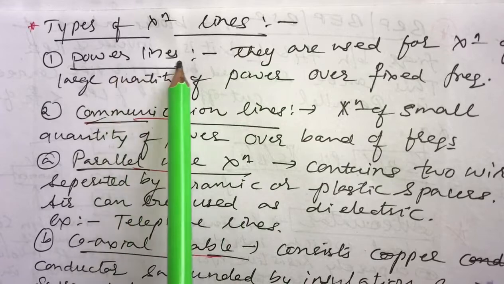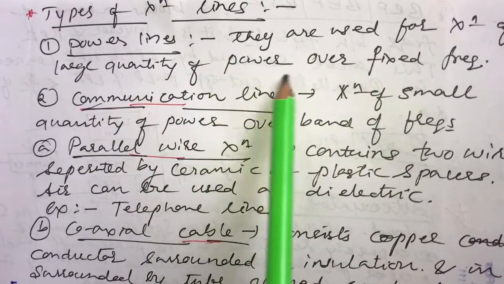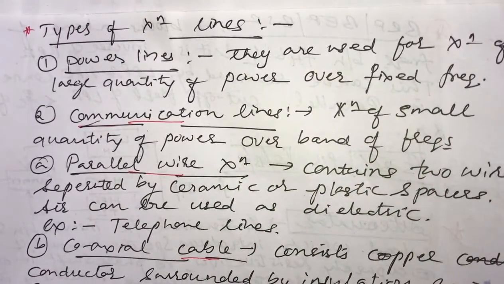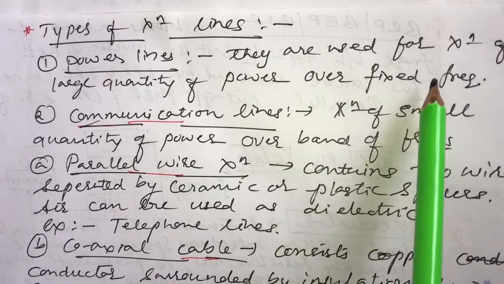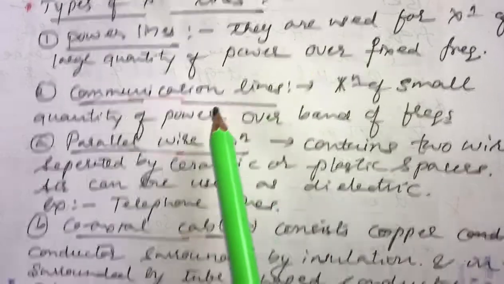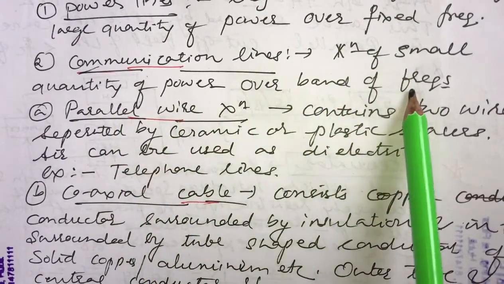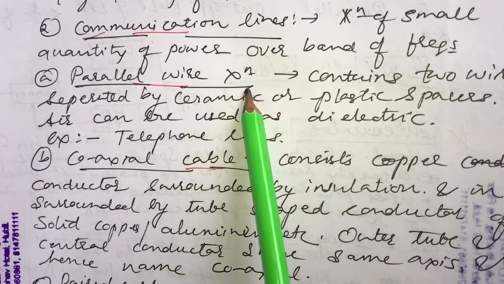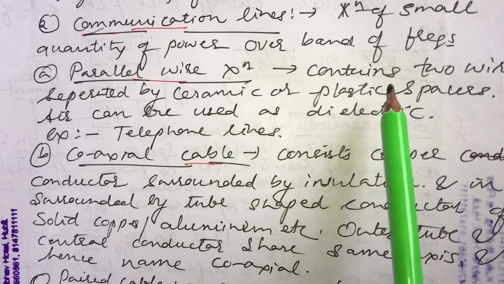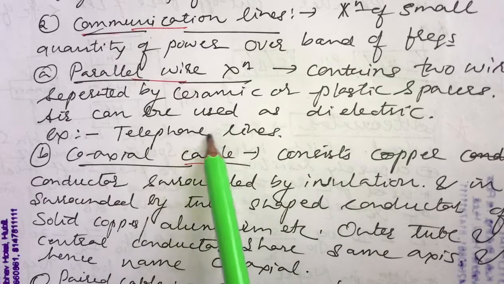Number one, power line. What is a power line? They are used for the transmission of a large quantity of power over a fixed frequency. So it is mainly used to carry the power over a long line for a fixed frequency. Then communication lines, where small quantity of power is transmitted over a band of frequency. Parallel wire transmission contains 2 wires separated by ceramic or plastic spacers, and air can be used as a dielectric. Example: your telephone cables.